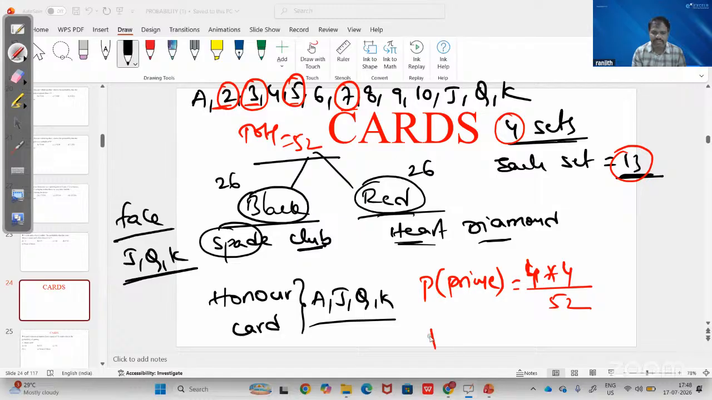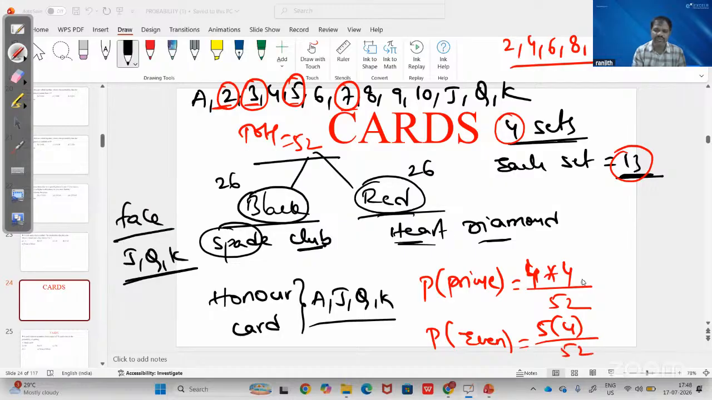Next, the probability of an even number. What are the even numbers we have? 2, 4, 6, 8, 10. So the even numbers will be 5 in each set. The number of sets will be 4. So it is 5 into 4 by 52.